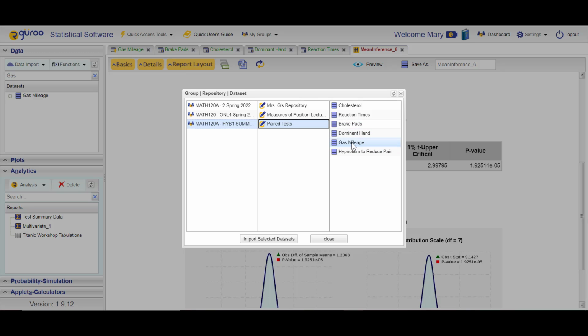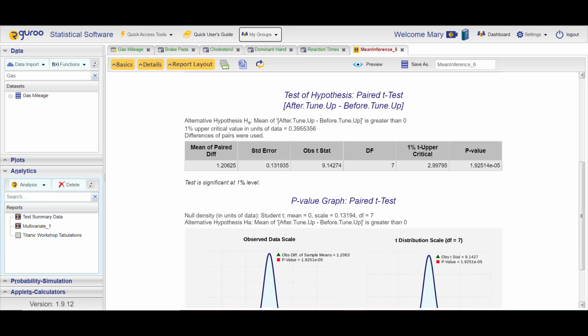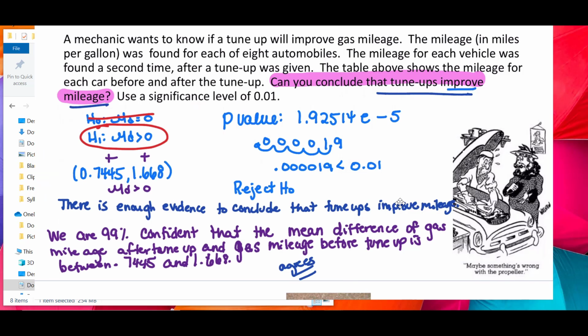So there's even the one we just did, gas mileage. There's one called cholesterol, reaction times, brake pads, dominant hand, gas mileage, and hypnotism. So whichever ones you want, you just click. And if you hit control click, you can click all of them at the same time. And then you would hit import data sets. And then they would pop up over here under data sets. Okay. All right. Moving on to the next example.